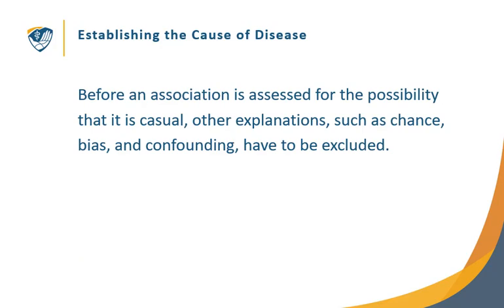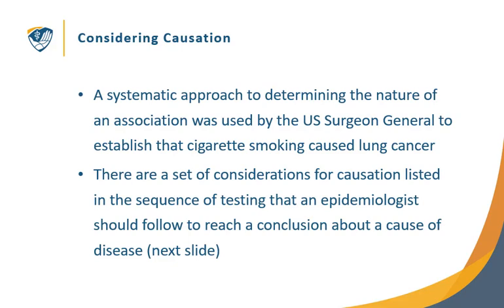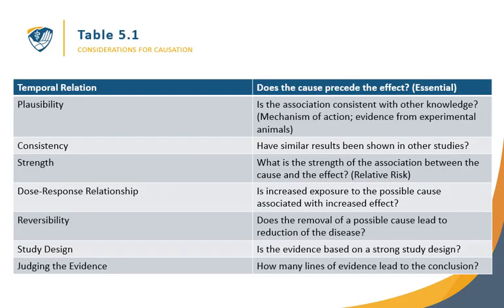Before an association is assessed for the possibility that it is causal, other explanations such as chance, bias, and confounding have to be excluded. A systematic approach to determining the nature of an association was used by the U.S. Surgeon General to establish that cigarette smoking caused lung cancer. There are a set of considerations for causation listed in the sequence of testing that an epidemiologist should follow to reach a conclusion about a cause of disease.